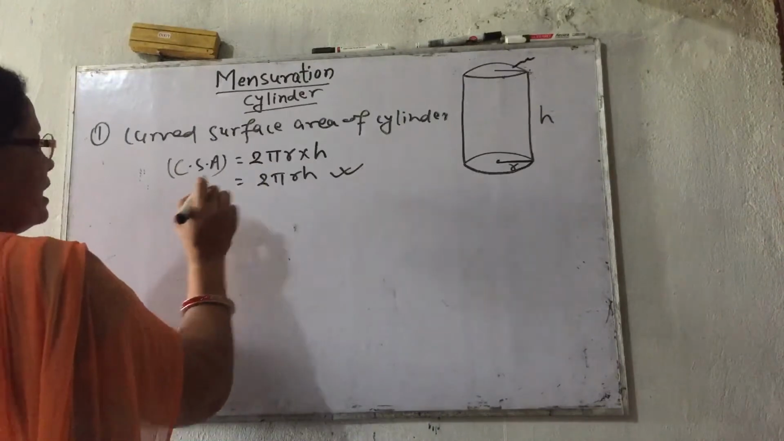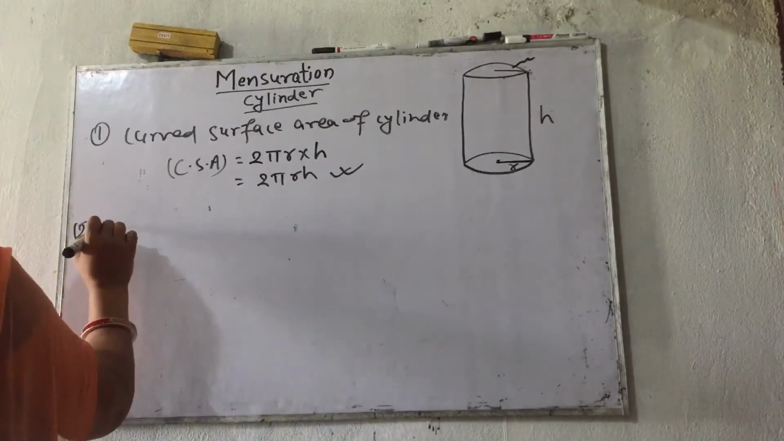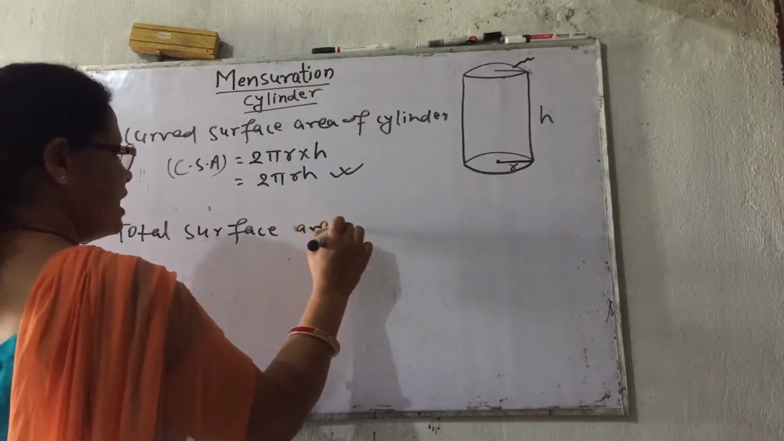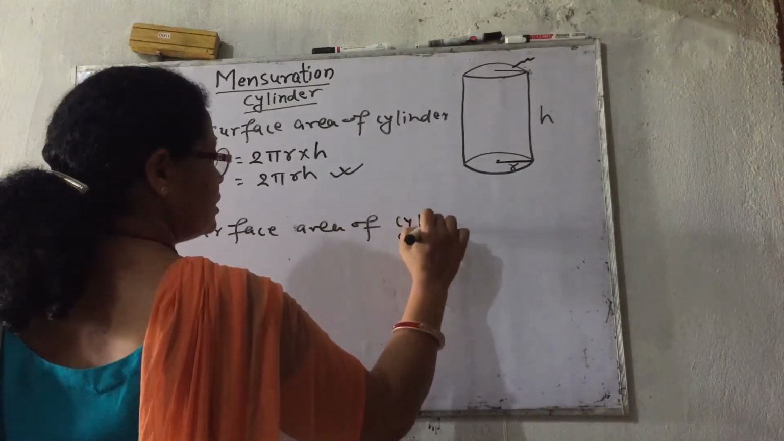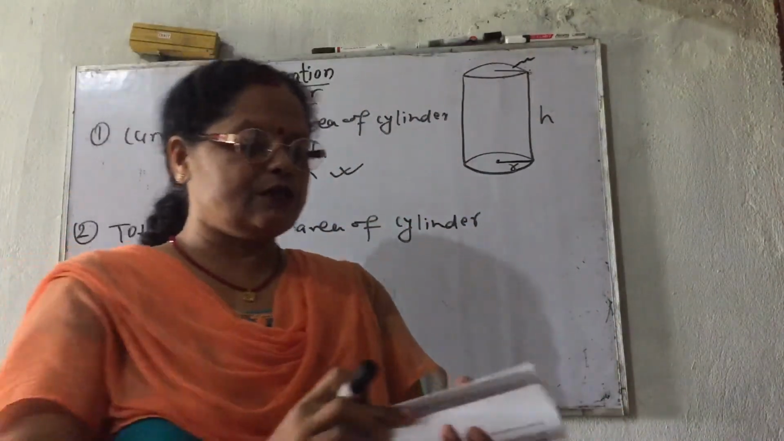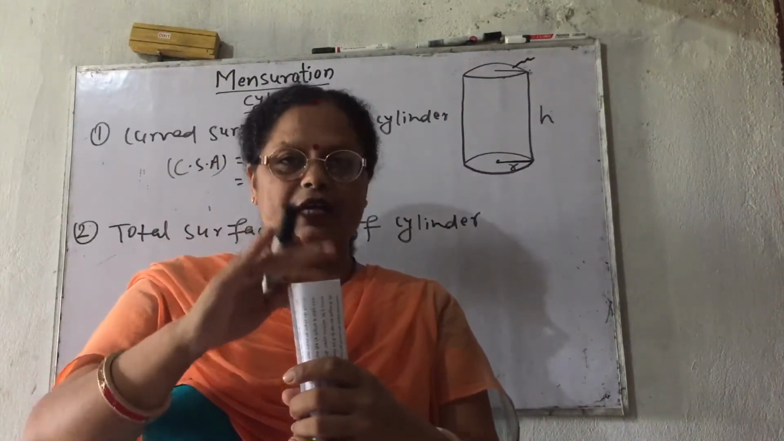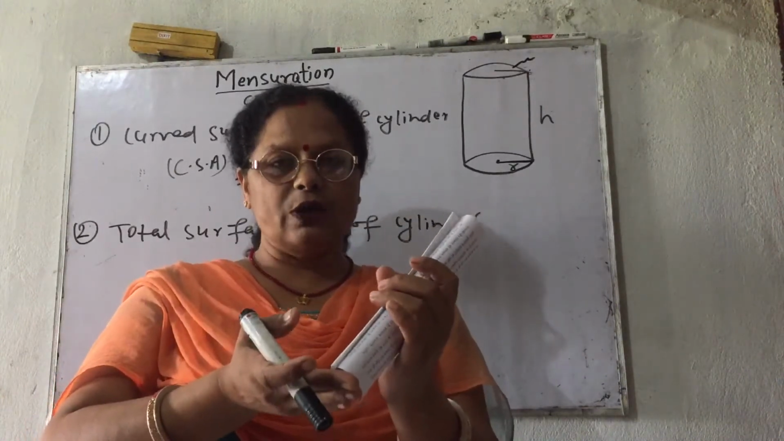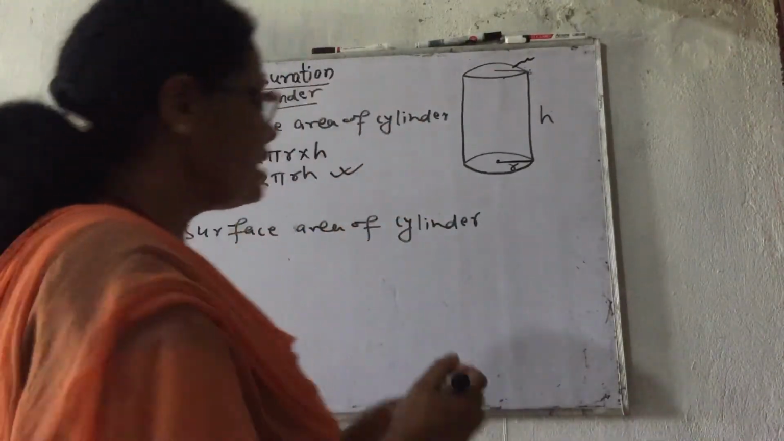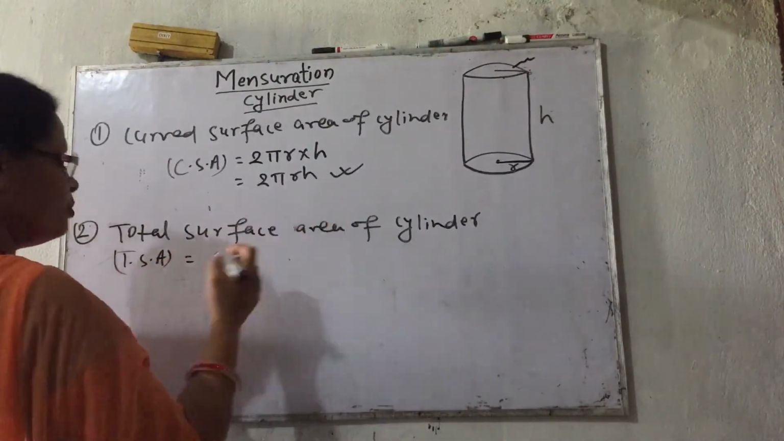And again, total surface area of the cylinder, in second number we will do. Total surface area of cylinder means, if it is a cylinder, then the area of this upper part, the area of this lower part, and the curved surface area of the cylinder. Means total surface area equal to how much can we write?